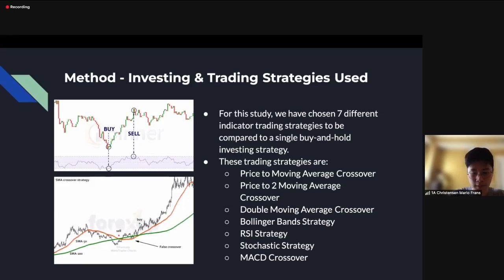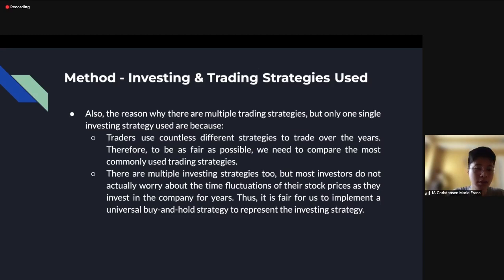The reason why there are multiple trading strategies but only one investing strategy is that traders use countless different trading strategies over the years. Therefore, to be as fair as possible, we need to compare the most commonly used trading strategies at the moment. Moreover, there are multiple different investment strategies too. However, most of these investors do not worry about the time fluctuation of their stock prices, and only invest in a company for years. Therefore, it is only fair for us to implement a universal buy and hold strategy to represent the investing strategy.